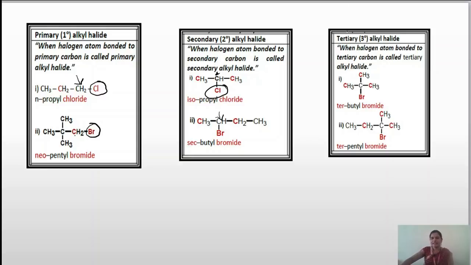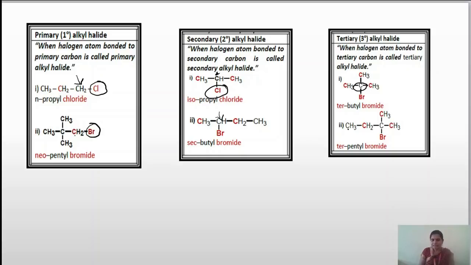Next is the tertiary alkyl halide. When halogen atom is bonded to tertiary carbon, then that type of compound is known as the tertiary alkyl halide. Now what do you mean by the tertiary carbon? Tertiary carbon is that carbon which is attached to three other carbon atoms. Now I will take this example. In this example, this carbon is attached to these three other carbons. So this is the tertiary carbon and this bromine is directly attached to this carbon. So this is the example of the tertiary alkyl halide.